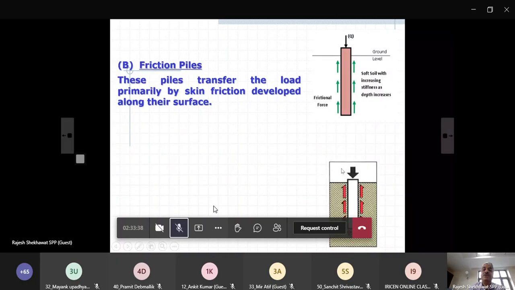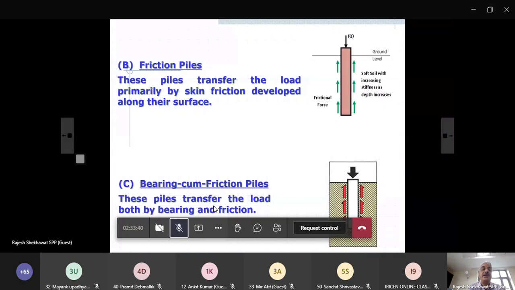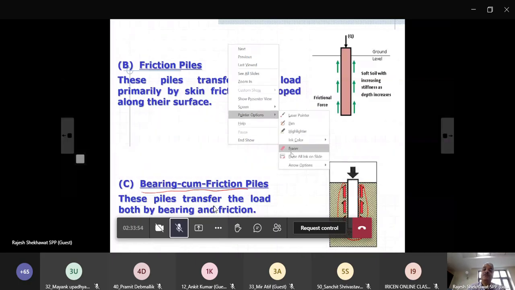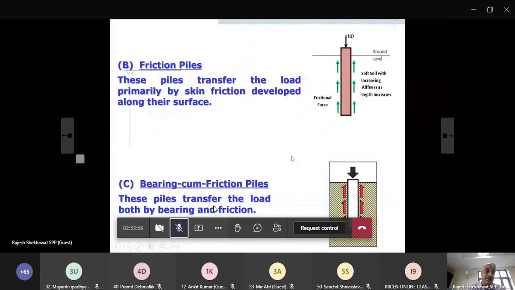And the third type of pile is a combination of both, end bearing or bearing cum friction piles. So partly they resist the load by end bearing resistance at the tip or toe of the pile, and partly by the friction along the shaft of the pile. So these are the types of piles depending on the manner of load transmission.